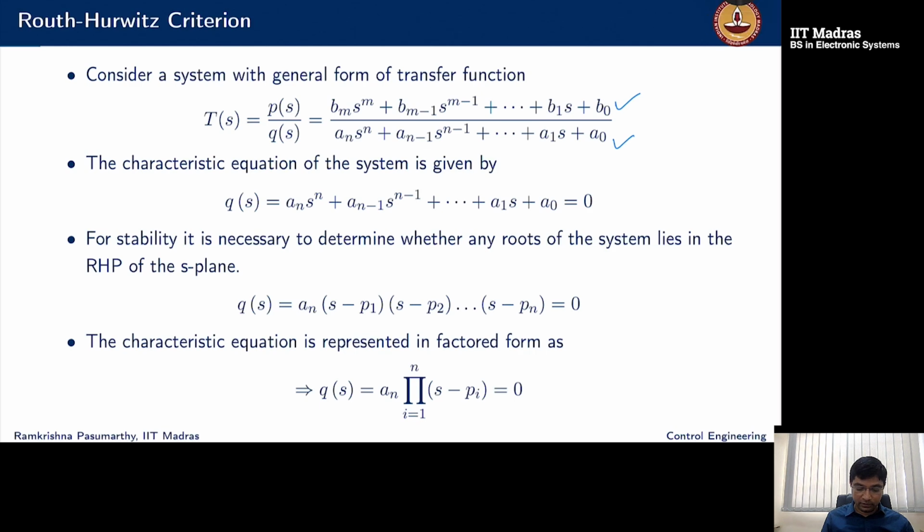And Q(s) is the characteristic equation of order n. The system will have n poles, which will come via solving these characteristic equations. For stability, it is necessary to determine whether any of the roots lie in the right half of the S plane. And the characteristic equation can therefore now be factored as a set of poles, right? So all this multiplication of (s minus p1) till (s minus pn).